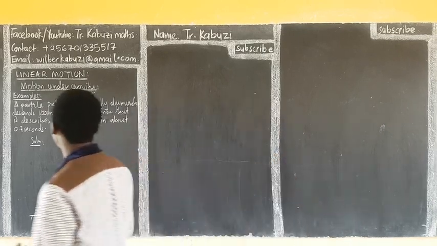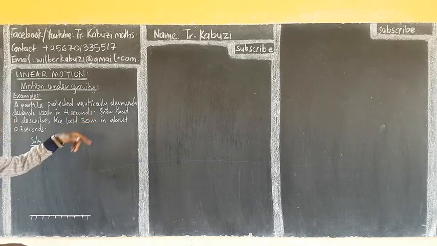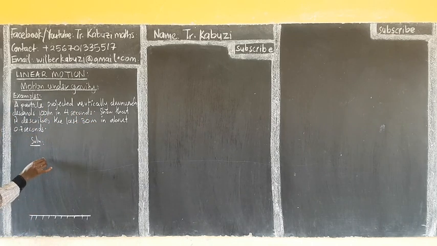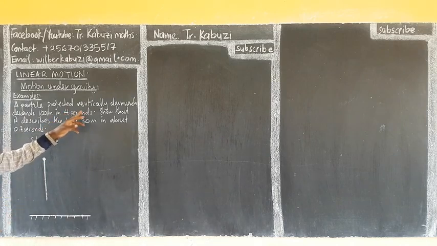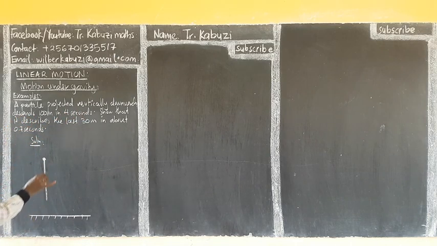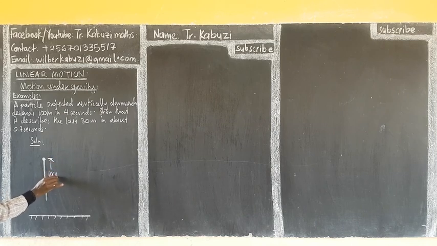Now, it means that we have a particle. This particle is projected vertically downwards. So if I call this my particle, it is moving vertically downwards like this. So they are telling me it descends 100 meters. Assuming these are my 100 meters, it covers this in 4 seconds.